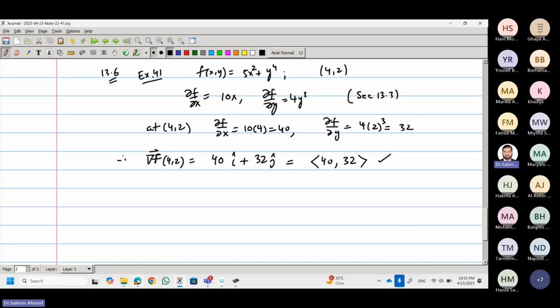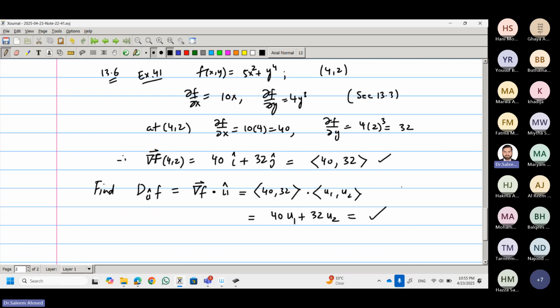And if they ask you for the directional derivative, let's say D_u f, then u will be given. Whatever gradient you found, take the dot product with u. So let's say this was <40, 32>, and let's say any u is given, u1, u2, whatever vector is given, you just take the dot product. So 40 multiplies u1 and 32 multiplies u2. That will be your directional derivative. So finding the directional derivative is not a problem at all. If you have the gradient, just take the dot product with u.